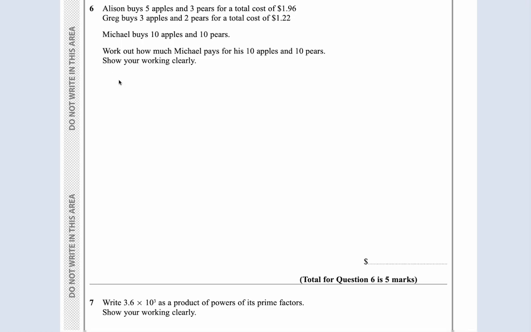5 apples. So let's say A is the cost of an apple, so 5A plus P, the cost of a pear, equals 196. 3 apples plus 2 pears equals 122. Now, guys, you can do this straight off with your calculator, but it says show your working clearly, so you have to go through the process of multiplying the top by whatever and the bottom by whatever. So I'm going to multiply the top by 2. I'm going to do this times 2 and this times 3.